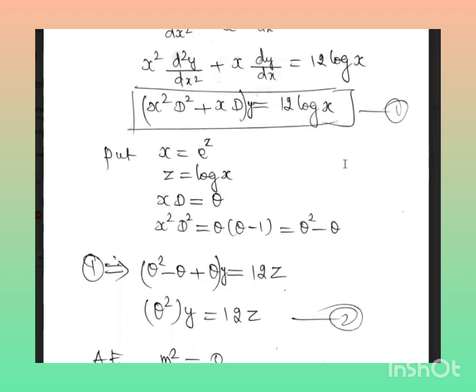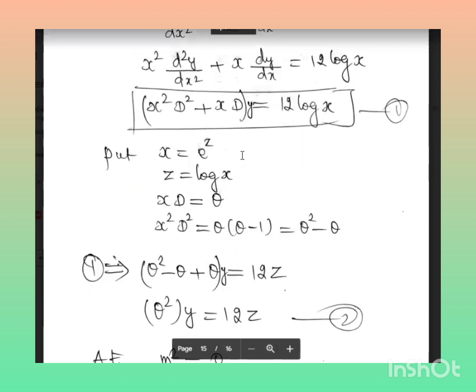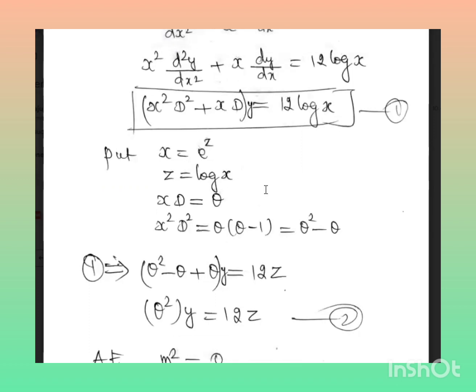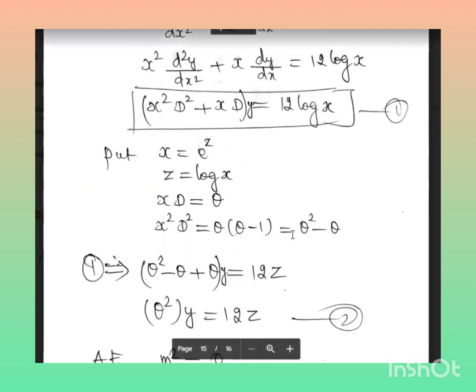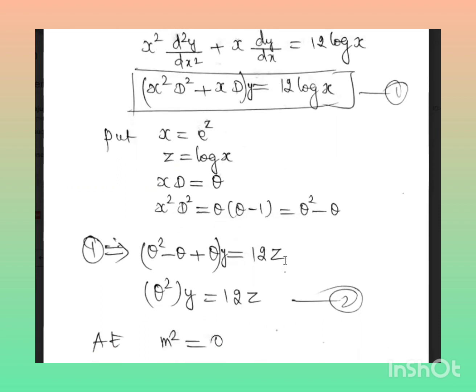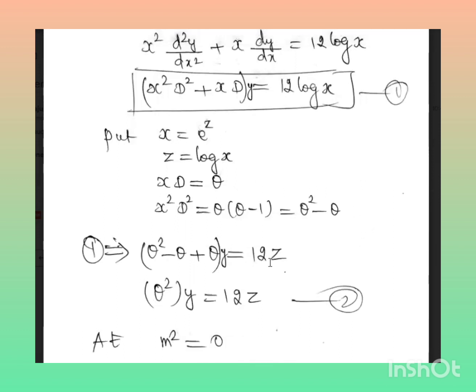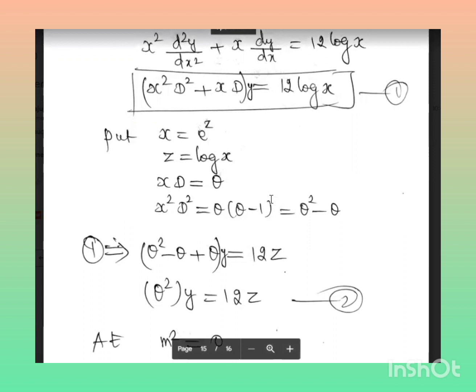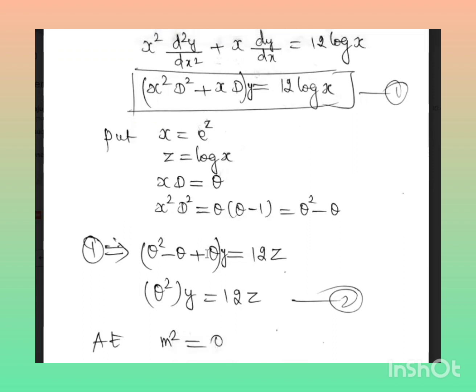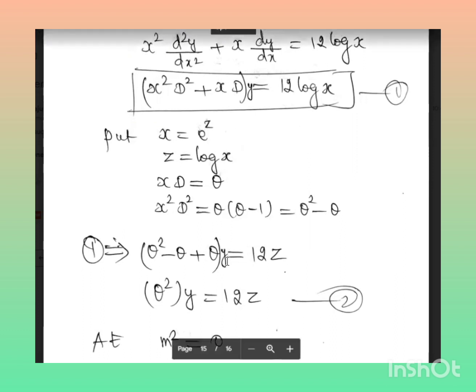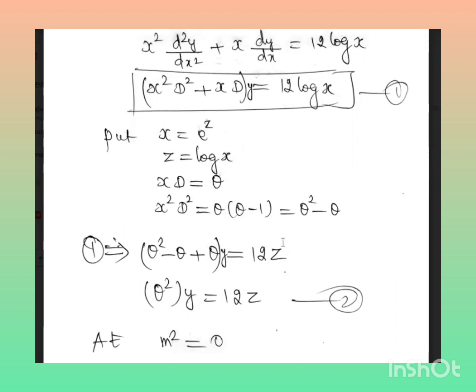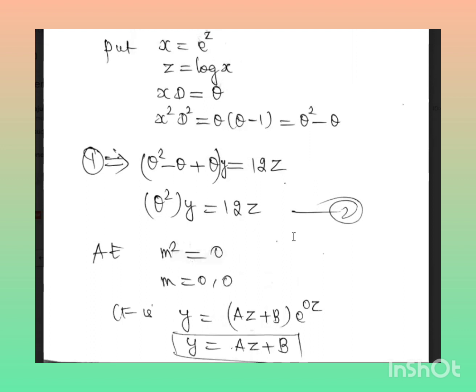The points you have to write, that is the working rule. x is equal to e power z, z is equal to log x, xD is equal to theta, x square D square is equal to theta into theta minus 1, that can be written as theta square minus theta. So equation number 1 can be written using this working rule as theta square minus theta plus theta into y is equal to 12z. So theta square y is equal to 12z.